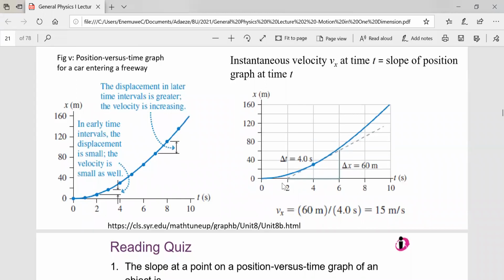So if we take the velocity at a point, we know how to take the velocity or slope of a curve by drawing a tangent, a line, a tangent on the curve, get our rectangle, and then we'll get the slope. So this is 60, and this is 0. So we'll have 60, and this will give us 4. So we have the velocity at the instant to be 15 meters per second.